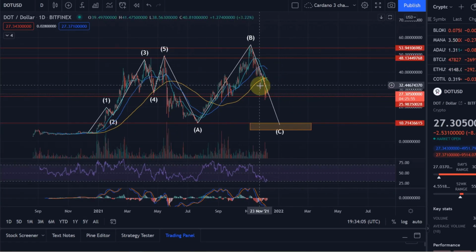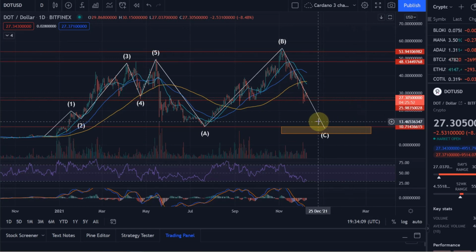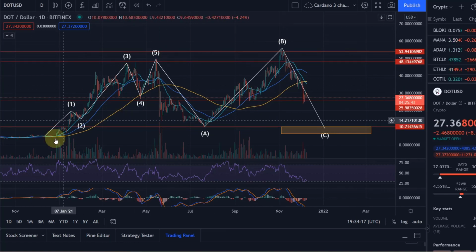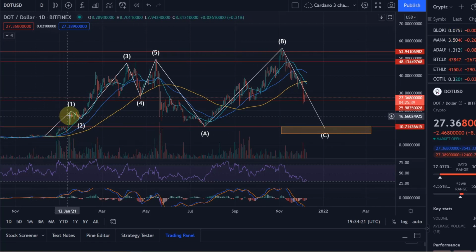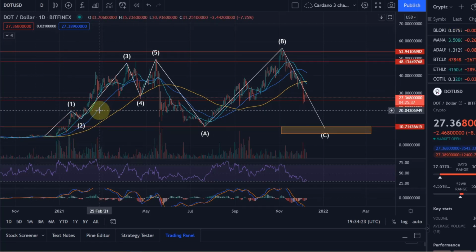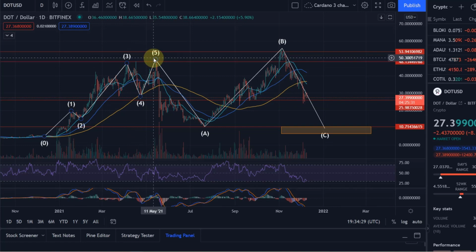I just want to show you a little bit more detail on one of the scenarios from my last Polkadot video, which I think is going to play out. What you can see here is that we have come up in this move that was throughout last year, actually quite significant into 2021, in a 1, 2, 3, 4, 5 to the upside. So that was clearly impulsive.